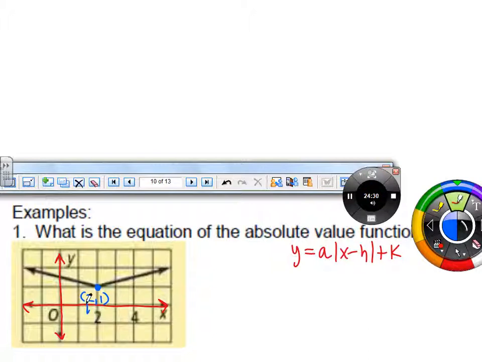Good. Our vertex is h and k, right? So it's going to be x minus 2 inside the absolute value, and then plus 1. So then the only other thing I need is my a value. So we can look at the slope of the line.